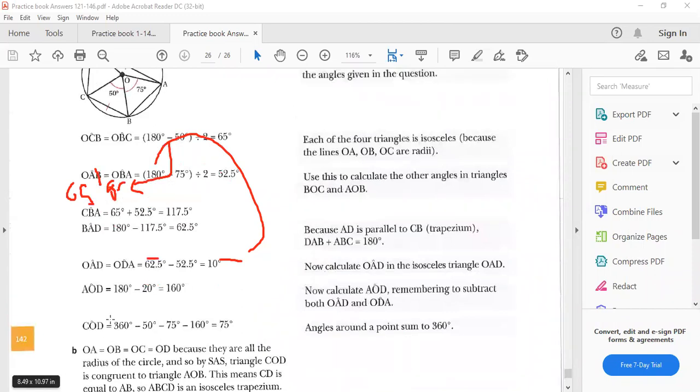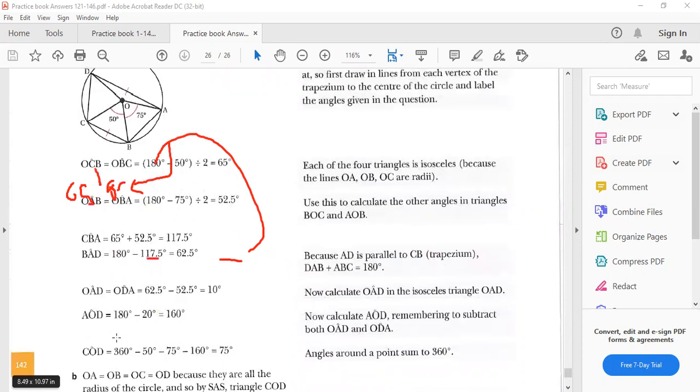160. Now a simple way: look here, 360 is the sum of this and this. That is equal to 360. This one is 50, this one is 75, so minus 160.